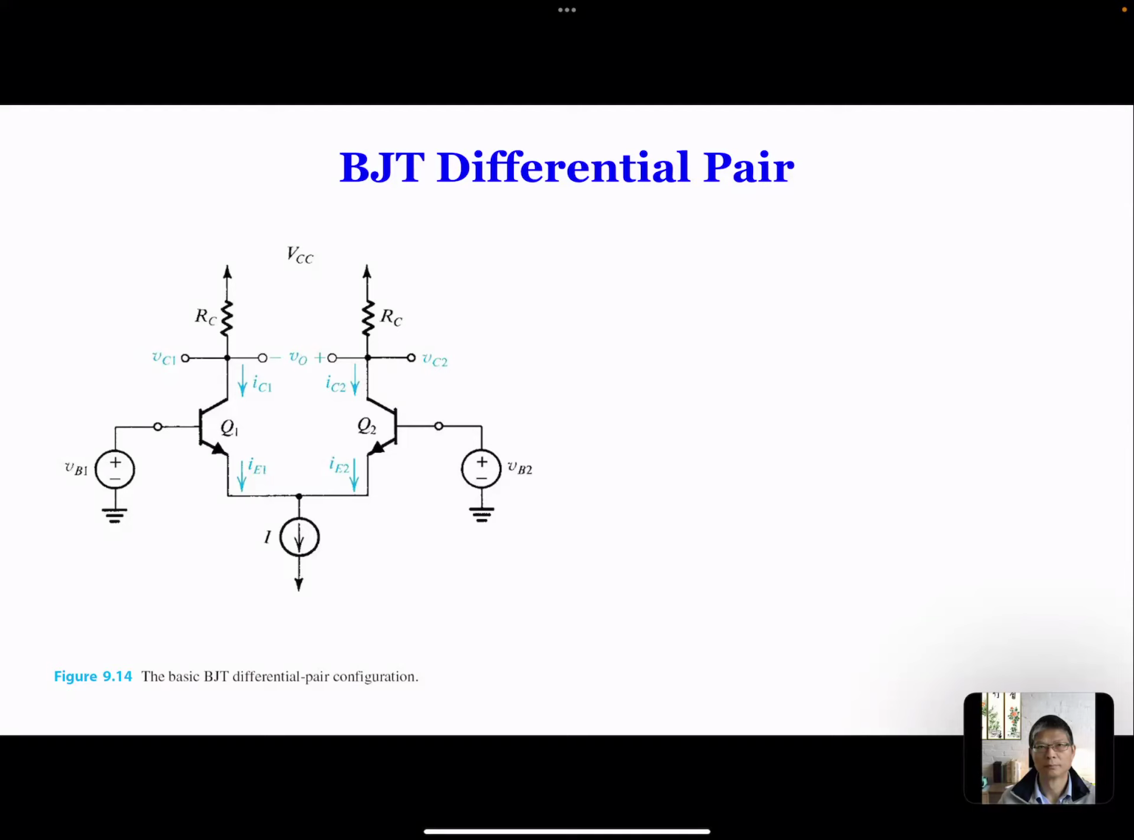And if these two BJTs are identical, or sometimes we call them matched, how much DC current will conduct in each BJT? If the two devices are matched, exactly the same, it's a half, right? Because the total current is here, so each of them will conduct half the current. And as we said, we make sure this is in active mode, and the DC voltage from here to here has to be 0.7.